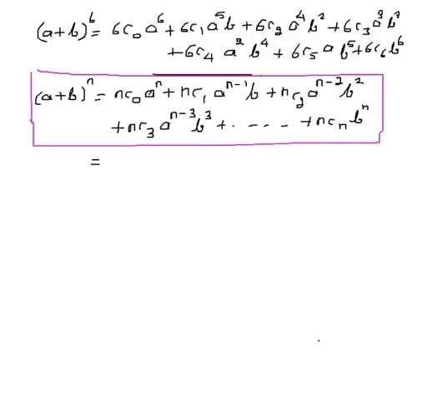This expansion can be written using sigma: sigma k equal to 0 to n of nCk a raised to n minus k and b raised to k. In this expansion, we have n plus 1 terms because it starts from 0 to n. So n plus 1 terms are there. Degree of each term in this expansion will be n.